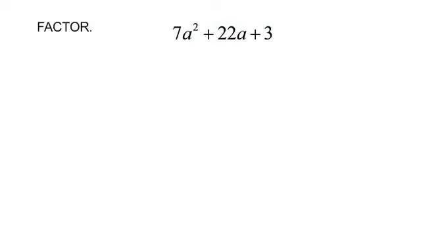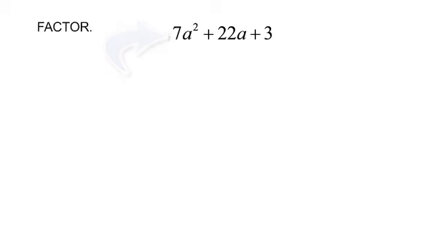Okay, let's factor 7a squared plus 22a plus 3. There's not a GCF. It's not the difference of two squares. It's not a perfect square trinomial. So I will factor this using trial and error. I'm going to do this with grouping because I have a number other than 1 in front of my a squared.